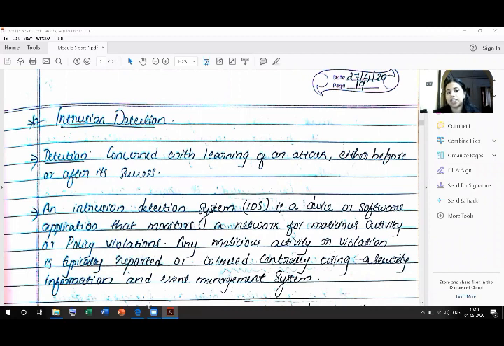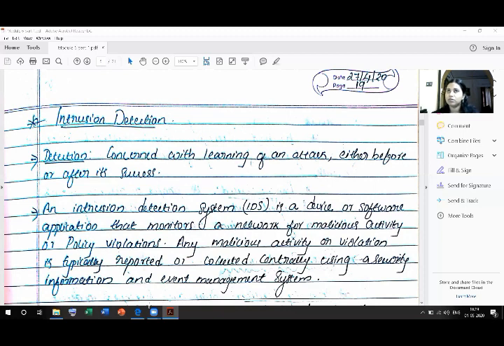Intrusion detection is concerned with learning of an attack, either before or after its success. If an attack is made on a system, detection is concerned with learning of the attack either before it happens or after its success. That's known as detection. An intrusion detection system is a device or software application that monitors a network for malicious activity or policy violations. Any malicious activity or violation is typically reported or collected centrally using a security information and event management system. An intrusion detection system continuously monitors the system with certain parameters, and it picks up malicious activity or any violation from the current activity.